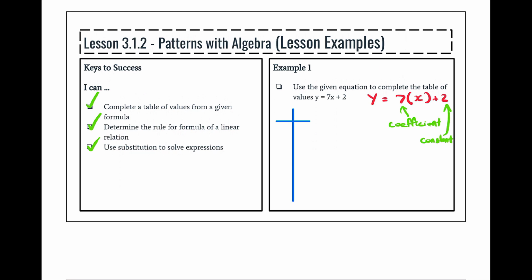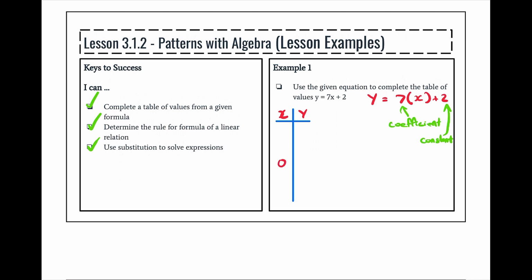So the value of x is going to be multiplied by the coefficient, and then the constant will be added to that. Now on a table of values, we always start off with x on the left, which is our dependent variable, the one with the coefficient and the constant, and the y goes on the right. Now we just need to select a range of values for x and then substitute it into that x value and basically solve for y.